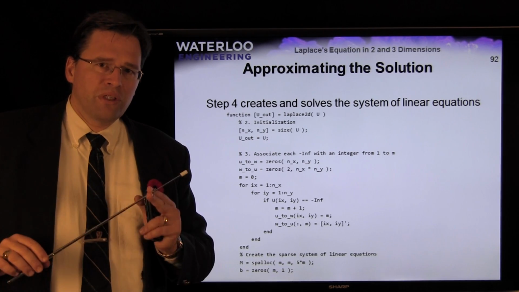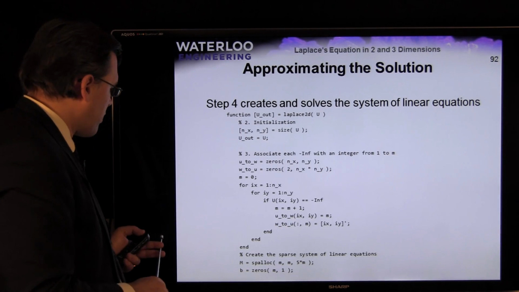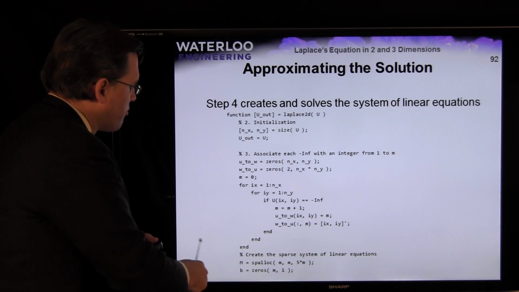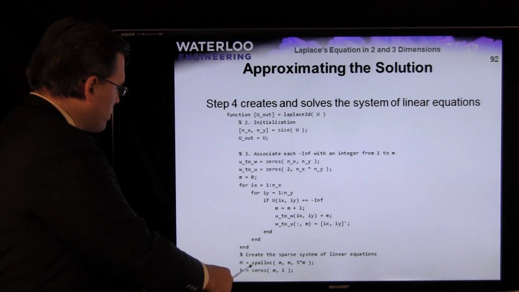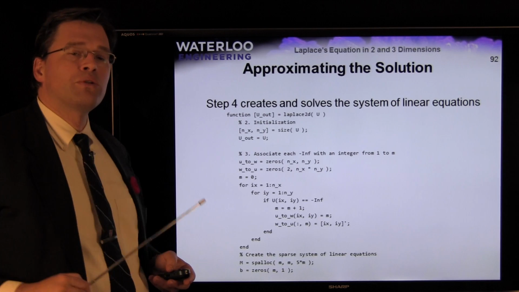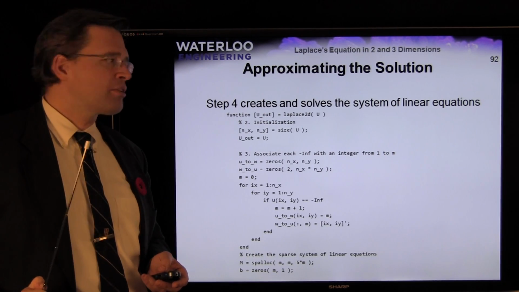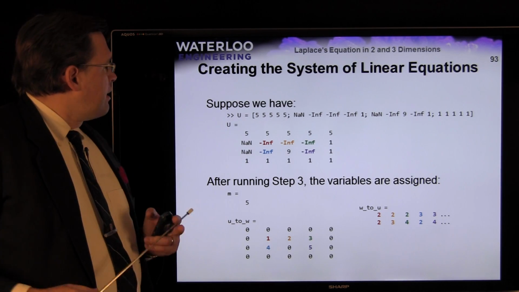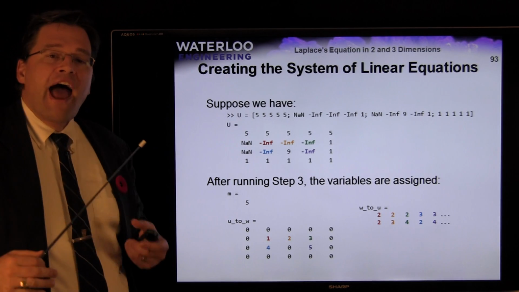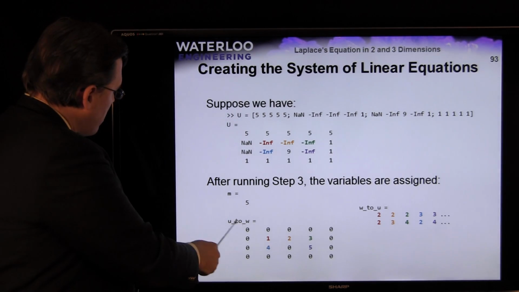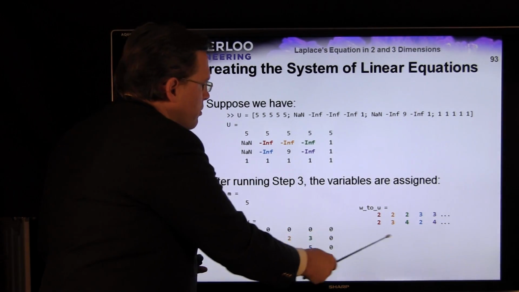For good reasons, we're going to use sparse matrices, and I'm going to describe this later on. But right now, here's the code for creating a sparse matrix that's relevant to our problem. We're also going to create a right-hand vector b, and that's going to be an m by 1 vector, so an m-dimensional column vector. Now, let's say that the user passes this matrix in. After we do our initialization step, the U to W matrix will look like this, and the W to U matrix will look like this.